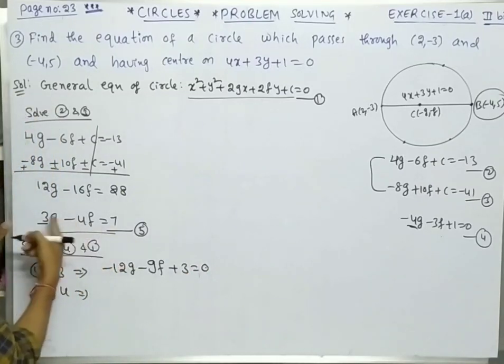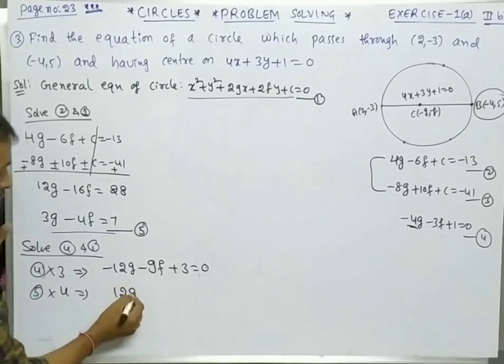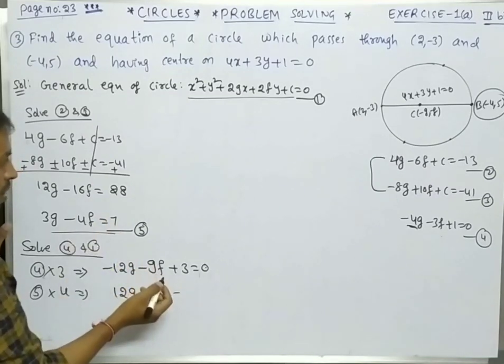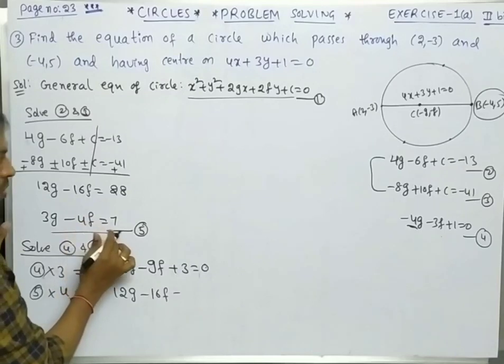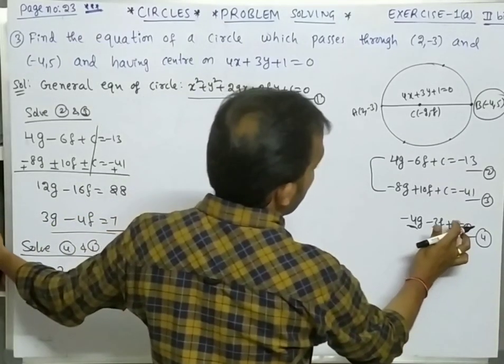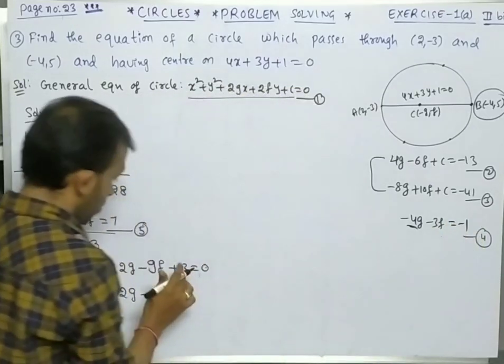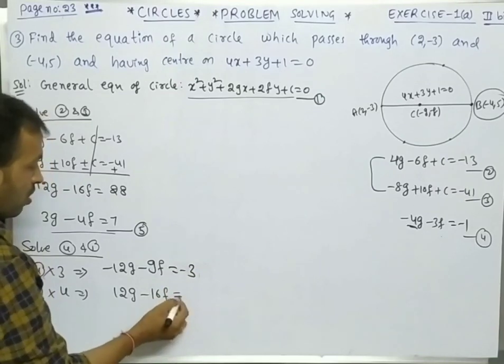Next equation 5 with 4. 4 3s are 12g, 4 4s are 16f, minus 7 is equal to 0. This is minus 7 is equal to 0, or here this is minus 4g minus 3f is equal to minus 1. So the other is equal to minus 3. Okay.